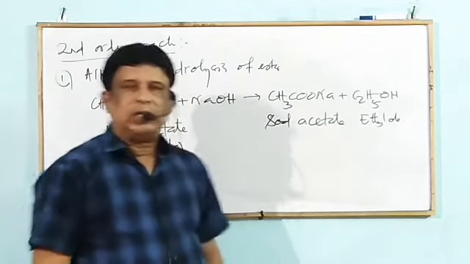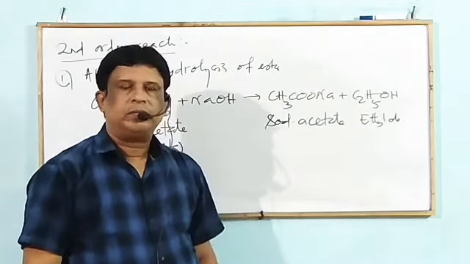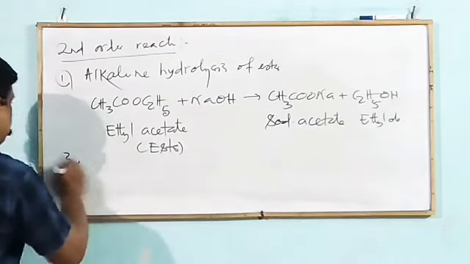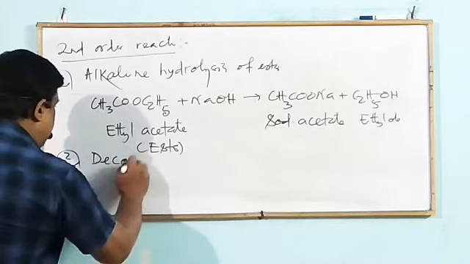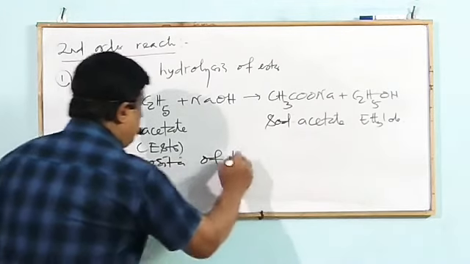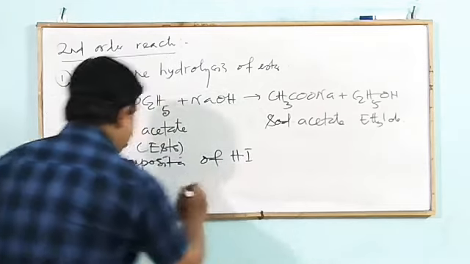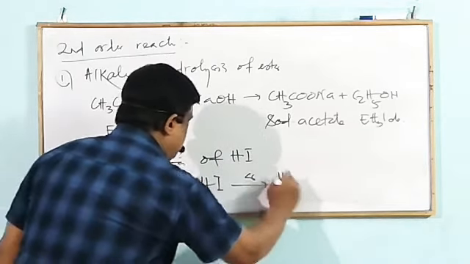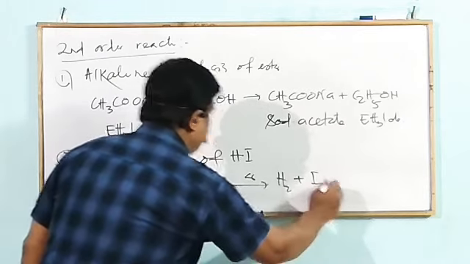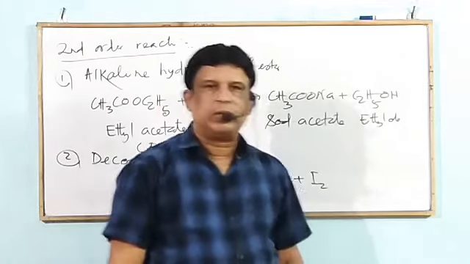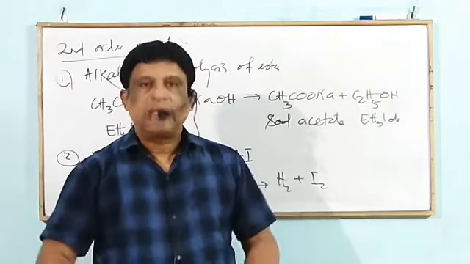Another example is there, that is decomposition of hydrogen iodide. Another example, decomposition of hydrogen iodide, that is 2HI give rise to H2 plus I2. These are suitable examples of second order reaction. Next we discuss third order reaction.